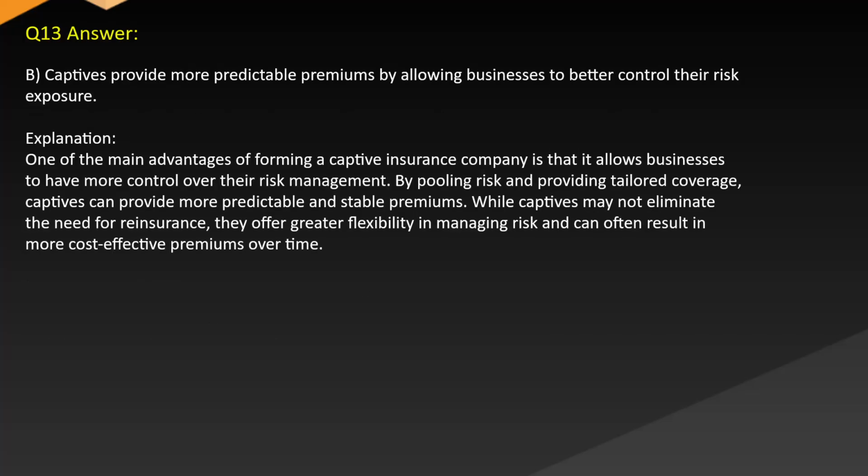Answer. B. Captives provide more predictable premiums by allowing businesses to better control their risk exposure. Explanation. One of the main advantages of forming a captive insurance company is that it allows businesses to have more control over their risk management. By pooling risk and providing tailored coverage, captives can provide more predictable and stable premiums. While captives may not eliminate the need for reinsurance, they offer greater flexibility in managing risk and can often result in more cost-effective premiums over time.